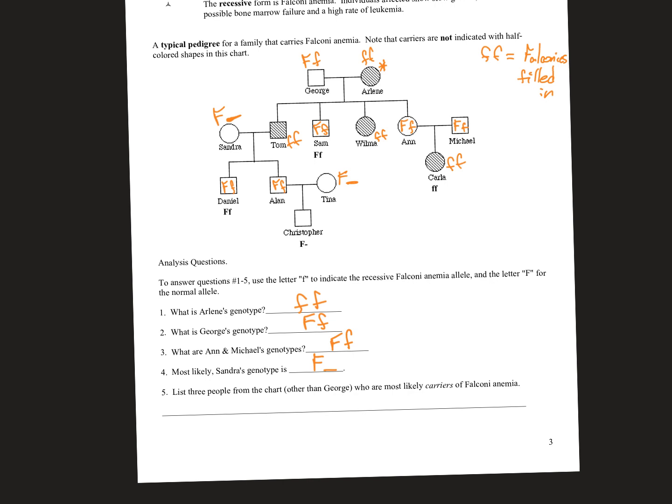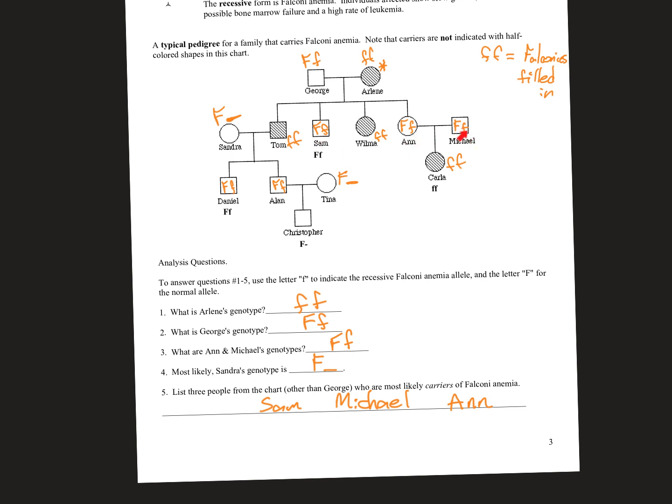List 3 people from the chart, other than George, who are most likely to be carriers. So George is definitely a carrier. Well, Michael, Ann are definitely carriers, and probably Sam. So Sam, Michael, and Ann. In fact, you can say for sure that Ann, Michael, and Sam are carriers.